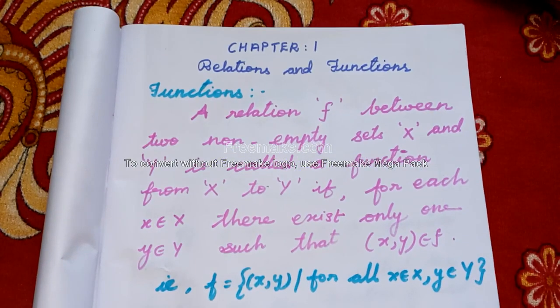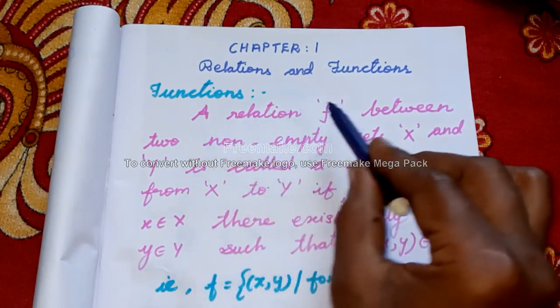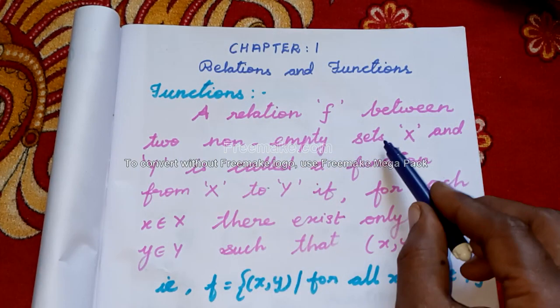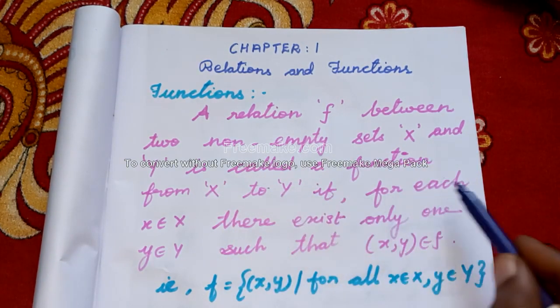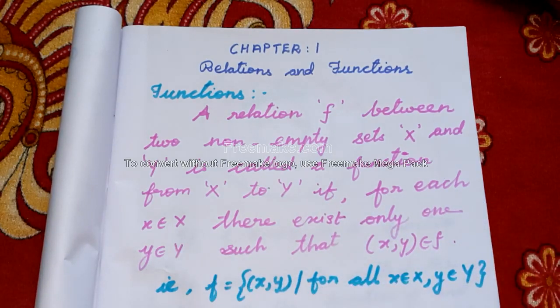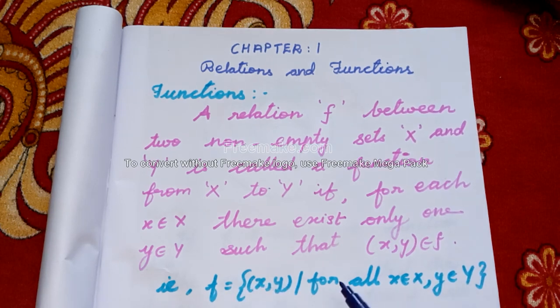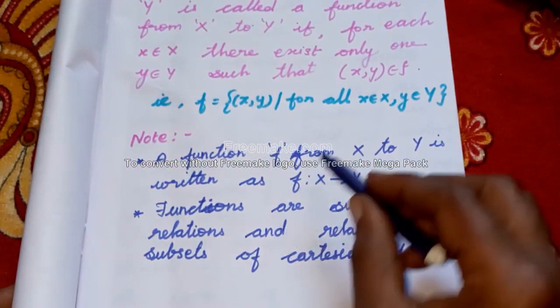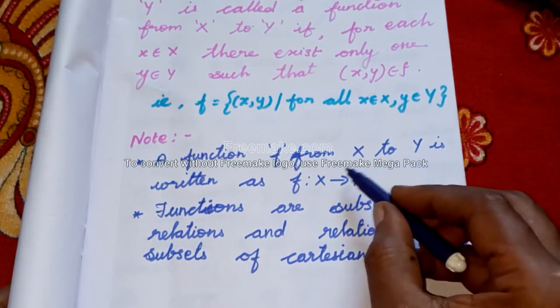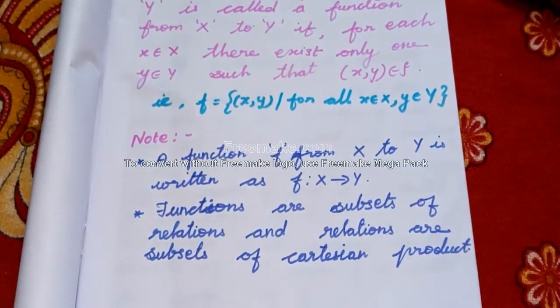A relation F between two non-empty sets X and Y is called a function from X to Y if for each x belongs to X, there exists only one y belongs to Y such that (x, y) belongs to F. That is, F is equal to the set of (x, y) for all x belongs to X and y belongs to Y. Next, the function F from X to Y is written as F: X → Y.